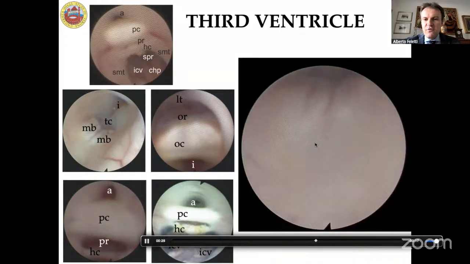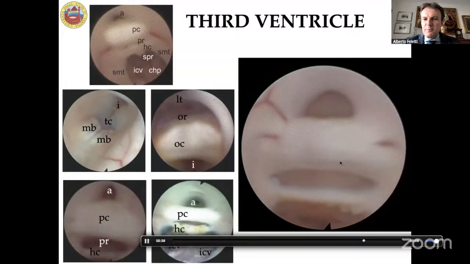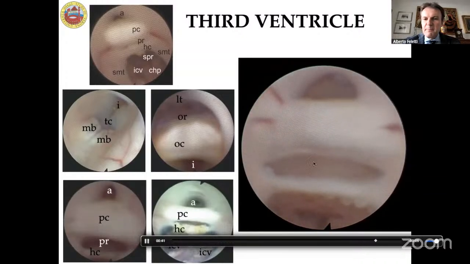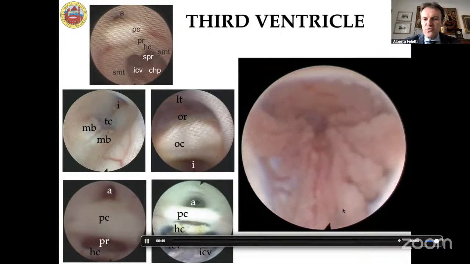Now I am moving the scope all the way to the back. This is the tegmentum of the mesencephalon, and posteriorly, the aditus of the cerebral aqueduct appears. This is the posterior commissure, the habenular commissure, the pineal recess, the suprapineal recess, and we can even see the roof of the third ventricle with also the vision of the internal cerebral vein running on the roof of the third ventricle. So it's a very nice view with a flexible endoscope.